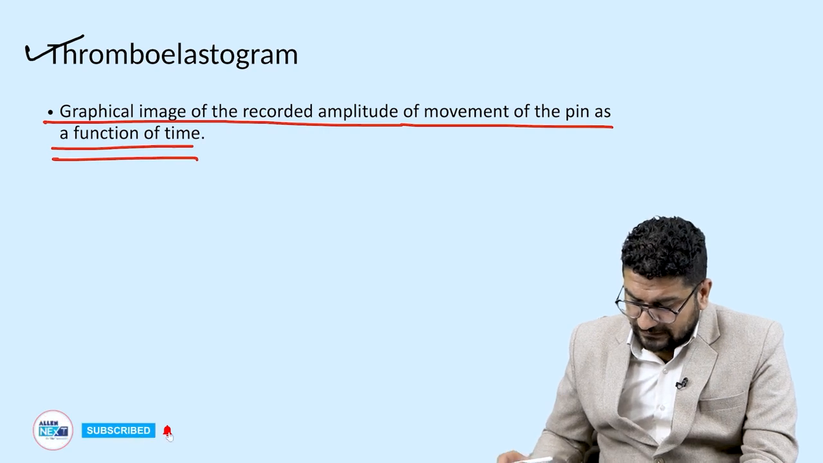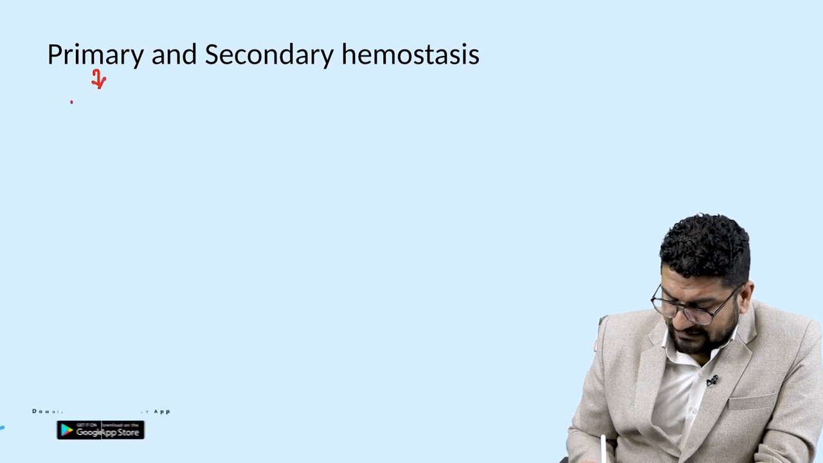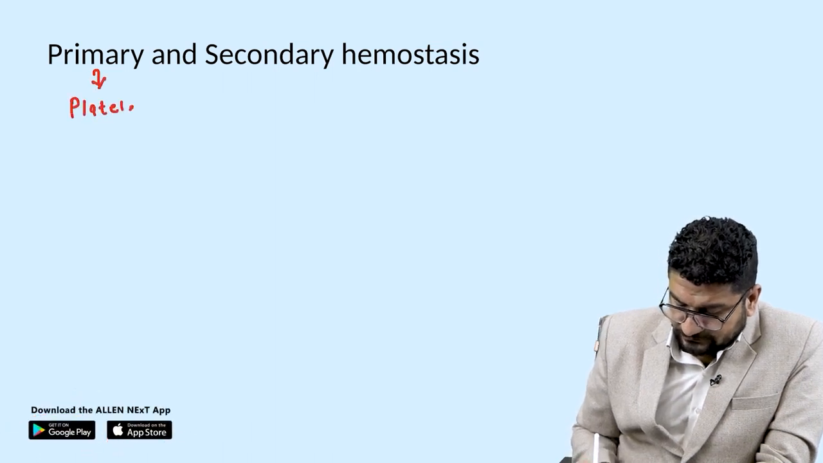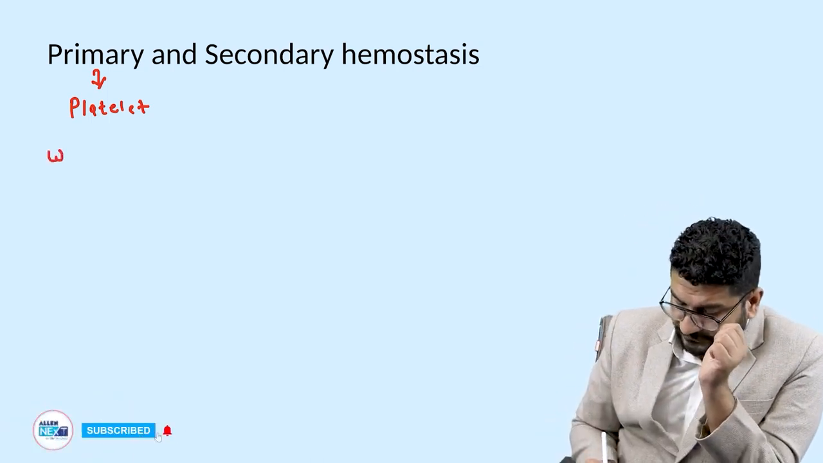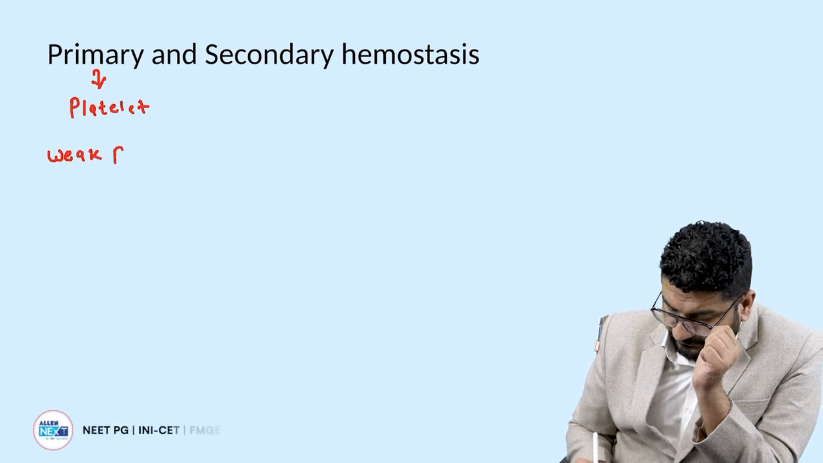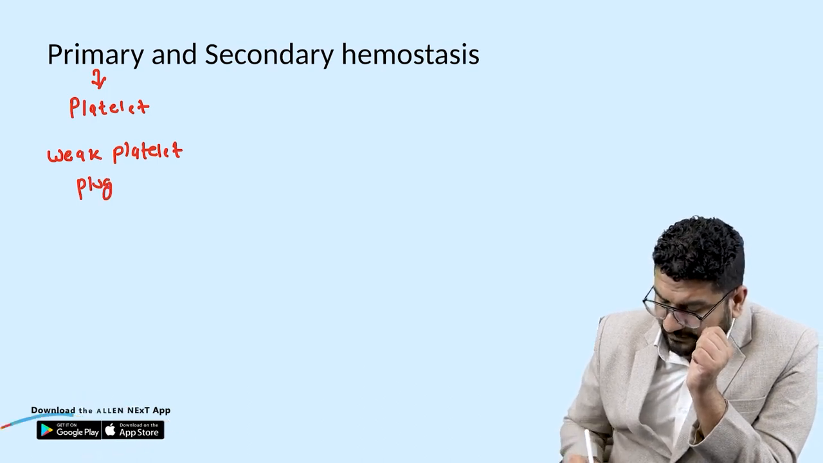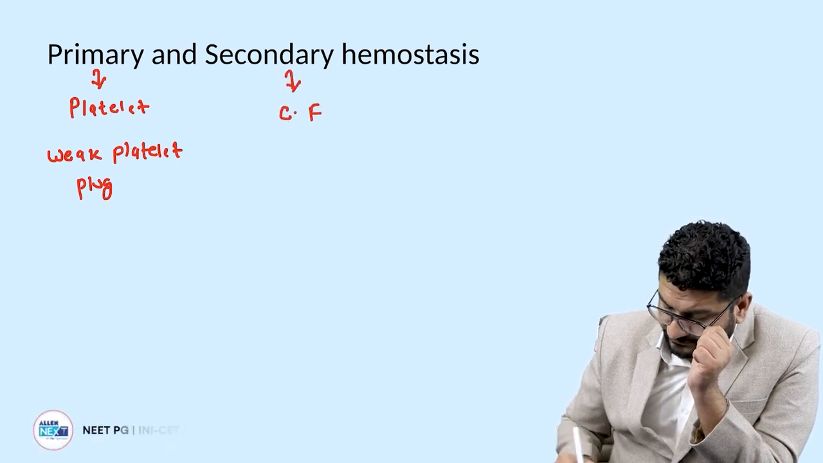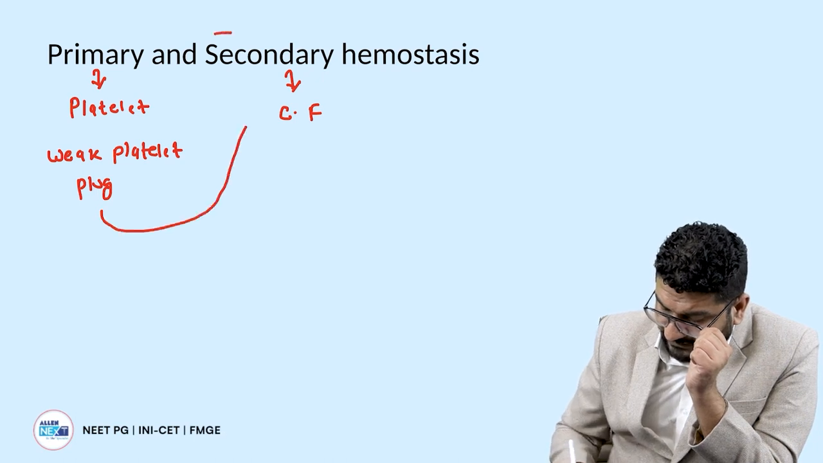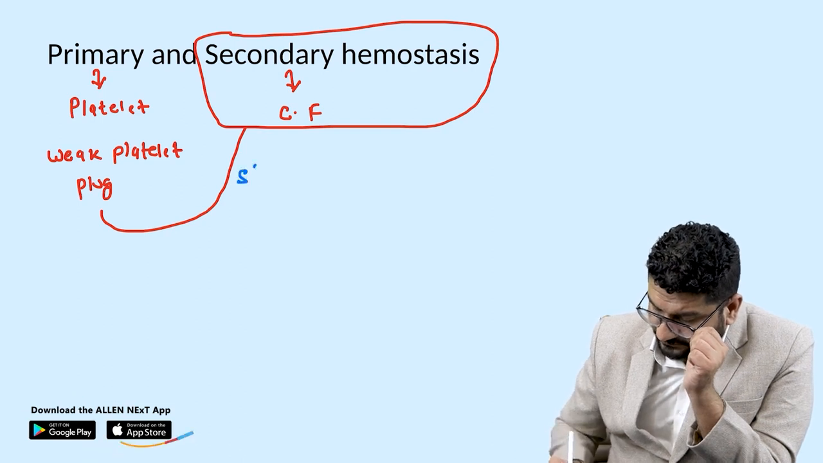So understand. Before moving to this, we have primary and secondary hemostasis. Primary hemostasis is done by platelets, and the purpose of this hemostasis is to make a weak platelet plug. This weak platelet plug is further stabilized by secondary hemostasis, and that secondary hemostasis is done by clotting factors.